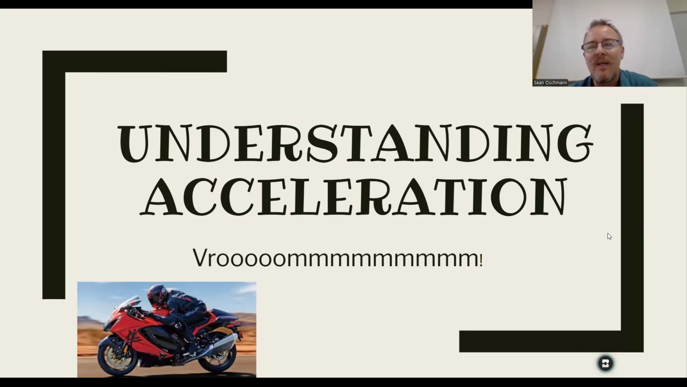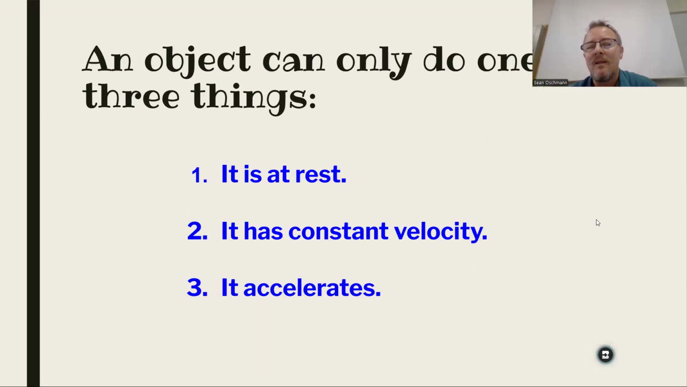And now we're talking about acceleration. First, we want to understand that there are only three things that an object can be doing, and it can't do them at the same time, so it's only doing one out of those three things. Either an object is moving or not. If it's not moving, we say it is at rest. Then its velocity is zero. It's not moving, it's standing.